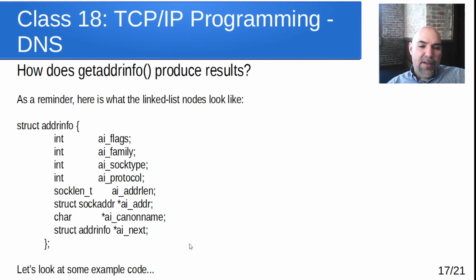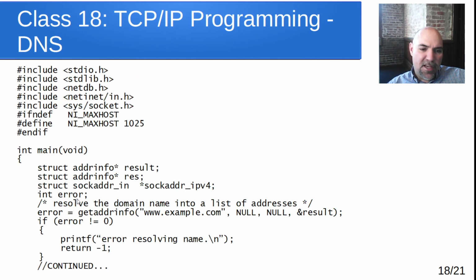Okay, so just a reminder, here's what the linked list nodes look like. The part that we are going to care about most is this address part here, the struct sockaddr. All right, so let's look at an example of this at work.